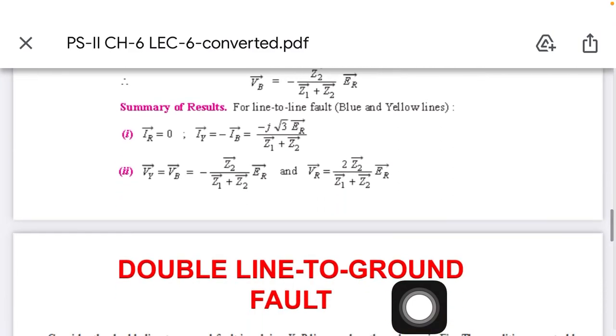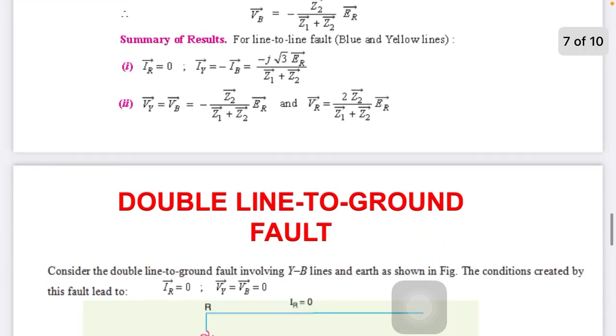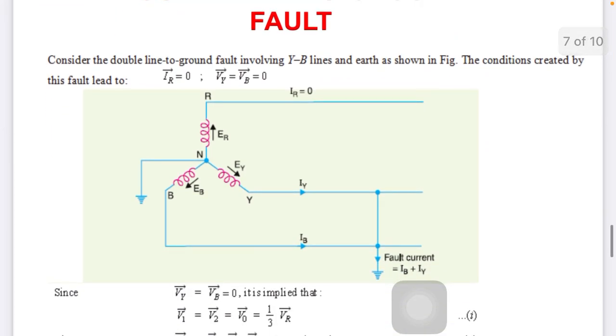So in summary, the currents we are getting: the R phase current is 0, and IY plus IB is equal to 0, or we can say IY is equal to minus IB, so both currents are opposite. Talking about voltage, Vy is equal to VB. Both phase voltages are the same, equal to minus Z2 divided by Z1 plus Z2 into ER. So this is regarding the line to line fault.